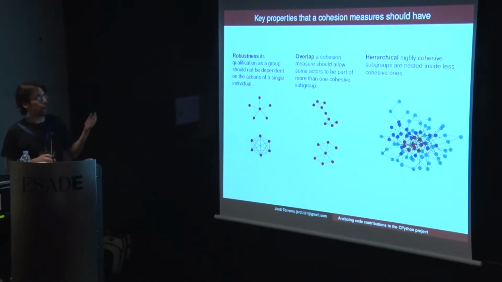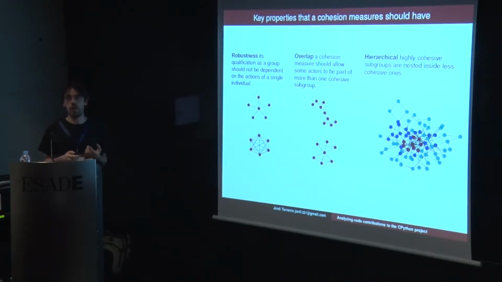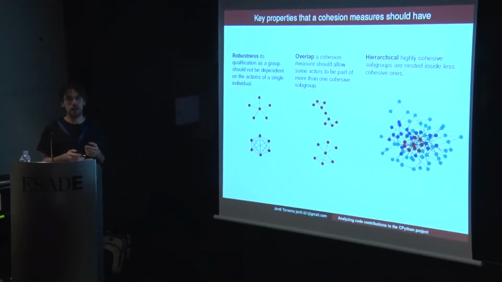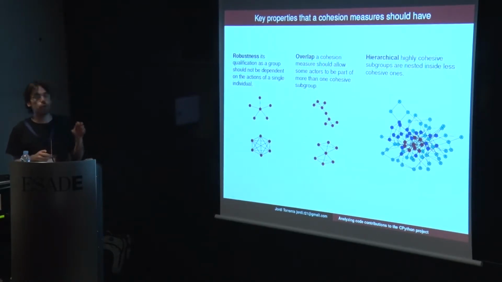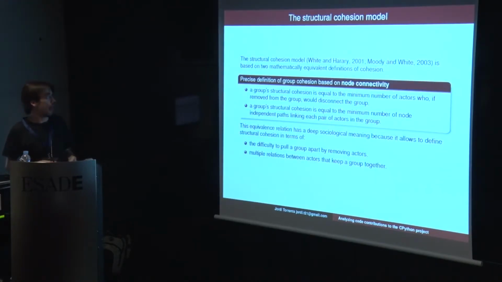And finally, the idea of group should be hierarchical, because in many social settings we have groups that are like Russian dolls, where one group is inside another group. And this hierarchical nesting of groups is one of the features of the cohesion that we want to analyze.